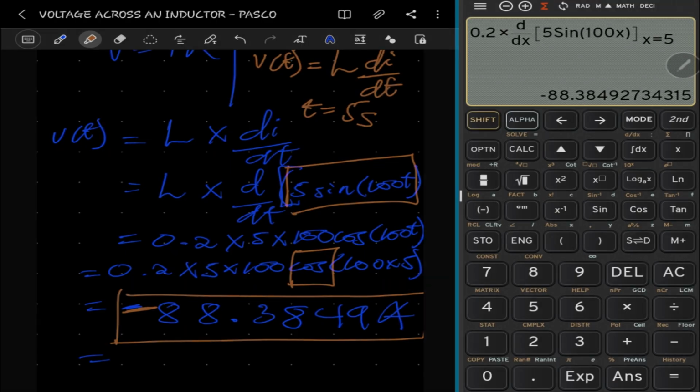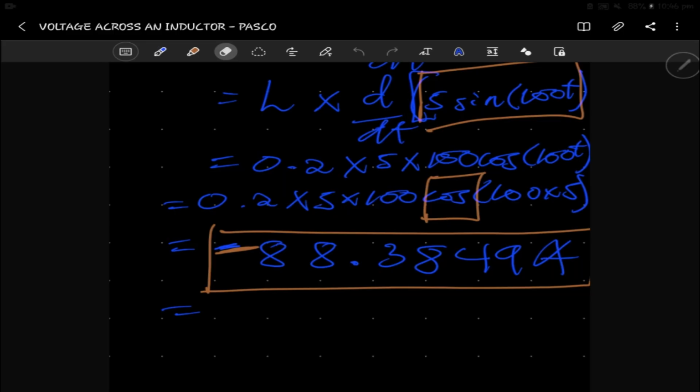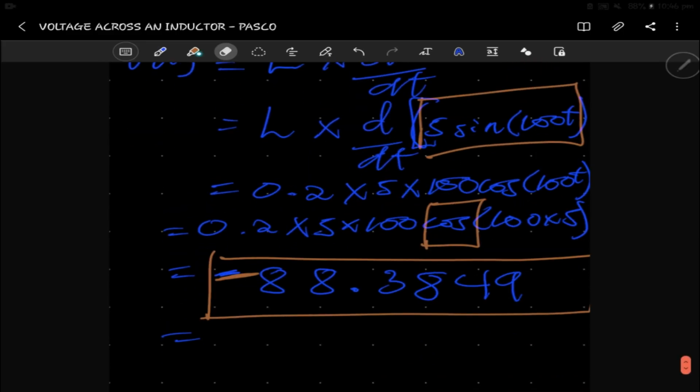Right. Line error. Because this is voltage, right? Yeah, voltage across the inductor. This should be V. Yeah, this should be V.